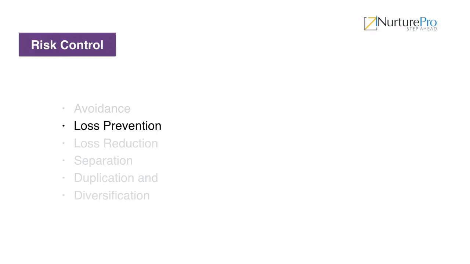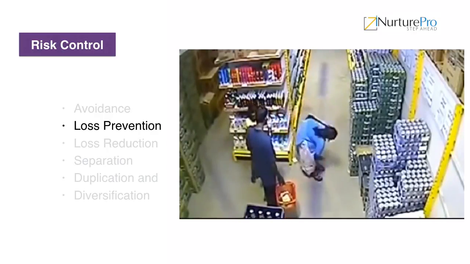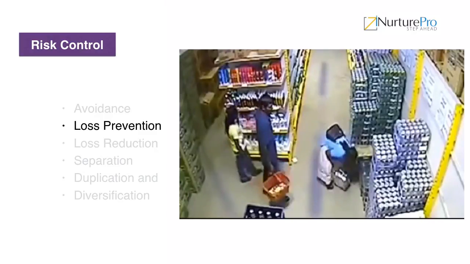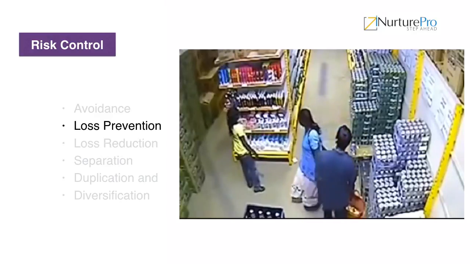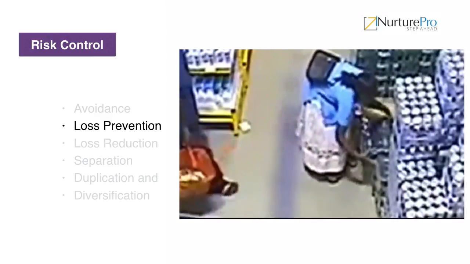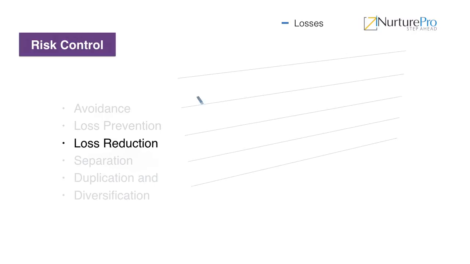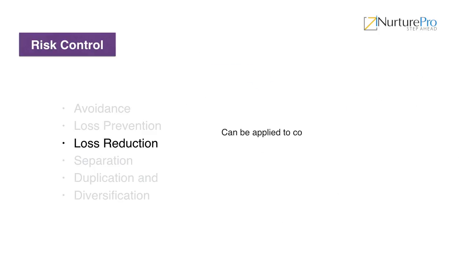Loss prevention. This is the most familiar technique undertaken to prevent loss involved in various investments. For example, in a supermarket, to prevent shoplifting and theft, CCTV cameras are installed. Being aware of CCTV in operation, people usually don't loot products so that they can avoid getting caught. Loss reduction. This technique helps in reducing the cost of loss incurred. This could be applied to a common loss or for specific losses.